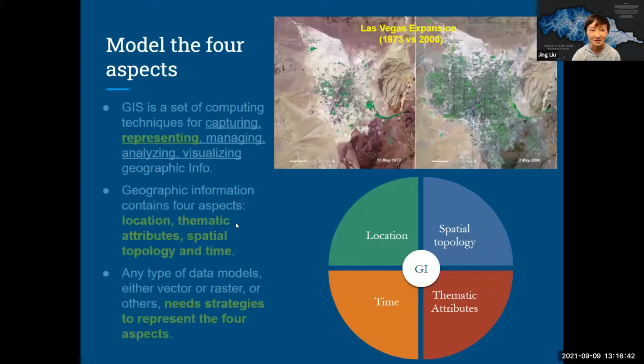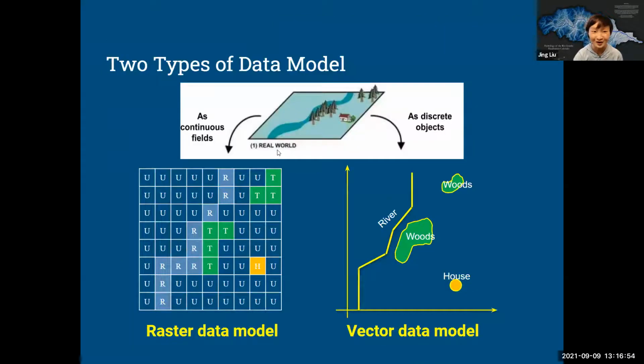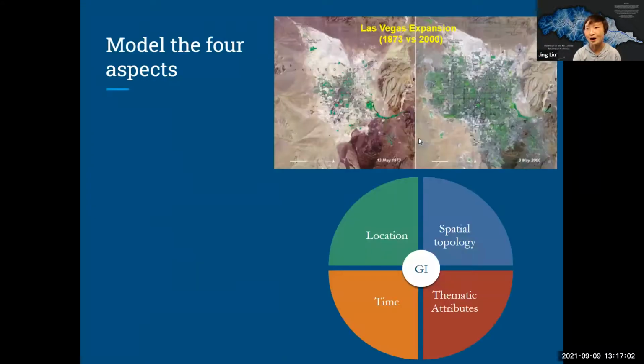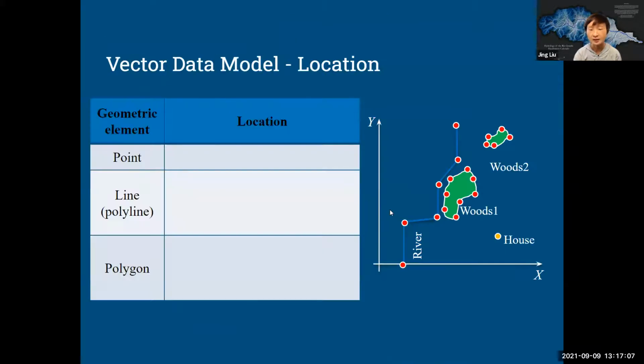All right, so then in GIS, you have those two data models. You need to put at least location and semantic attributes into your data model, right? You cannot just draw a bunch of geometric shapes or a bunch of squares, just that, right? We also need to put that information into our model. All right, so then let's start with the vector data model.